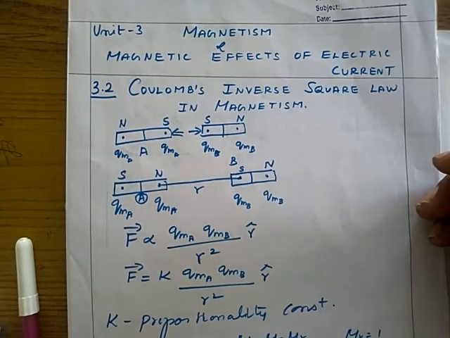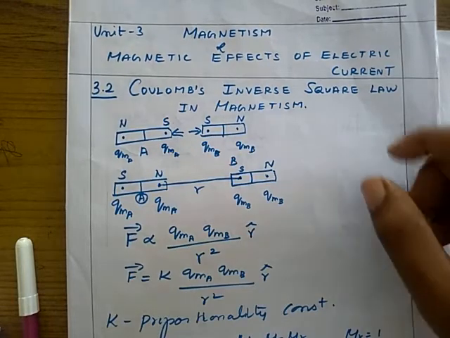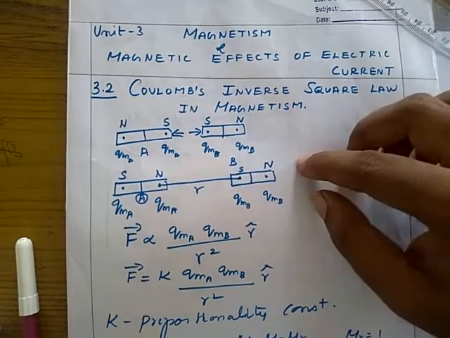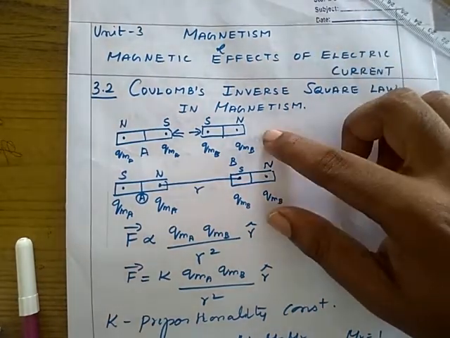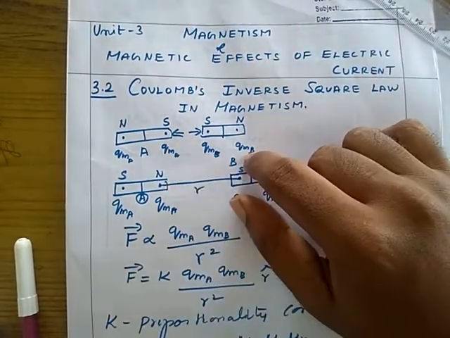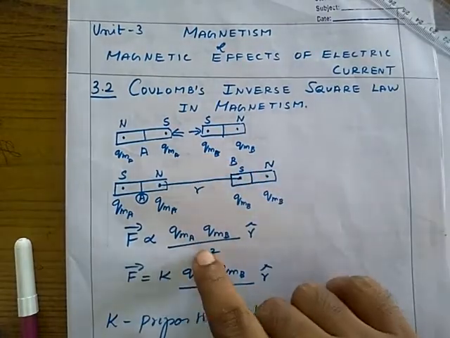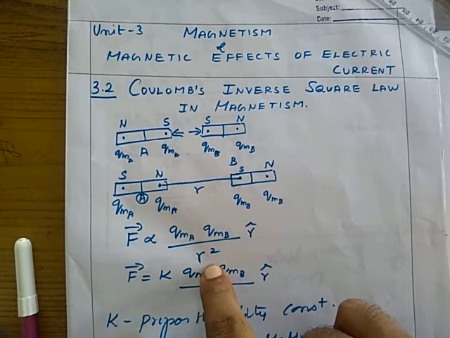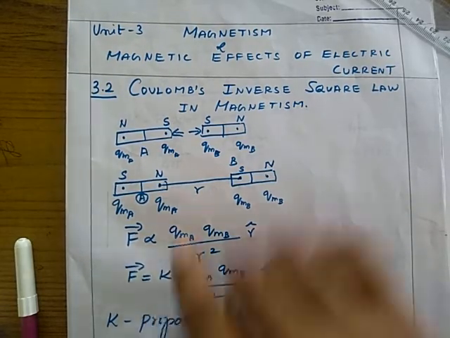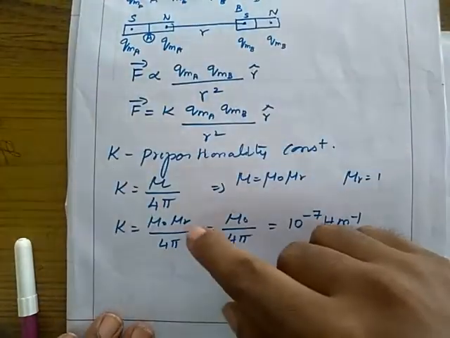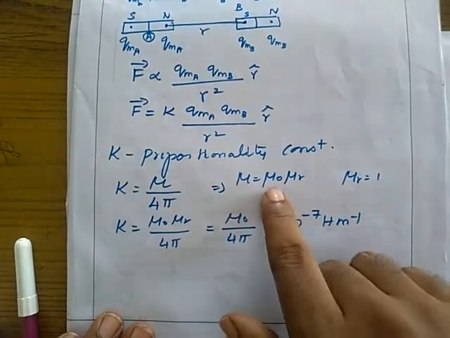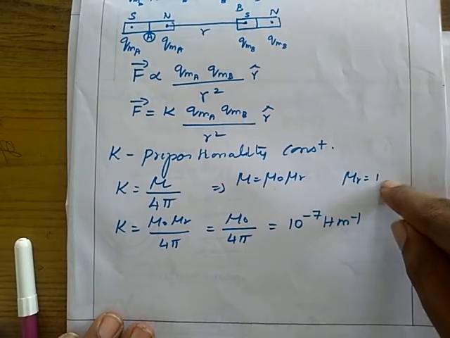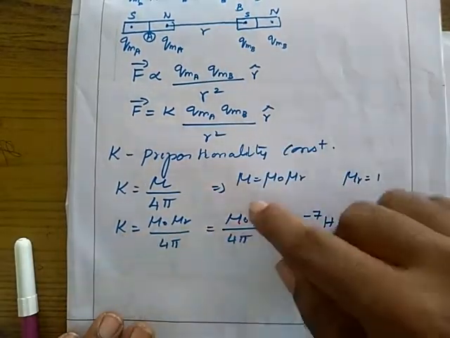Okay students, it's time to recall our first topic, Coulomb inverse square law and magnetism. Here in this topic we found the force of attraction or repulsion between two magnets. That force is directly proportional to the product of their pole strengths and inversely proportional to the square of the distance between the two poles. Here the proportionality constant is k, that k can be written as mu by 4 pi, where mu is equal to mu naught mu r. If mu r, the relative permeability of air or vacuum, is equal to 1, then we get k is equal to mu naught by 4 pi.